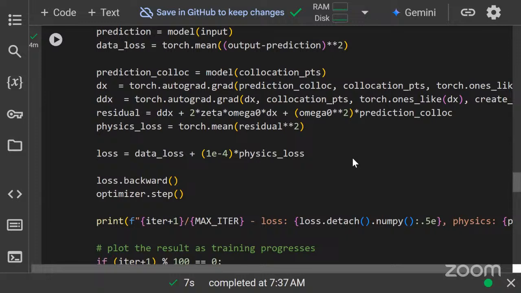And therefore, when we define the physics loss like this, which is the mean of the squared residual, you will have some positive value over there. And then we're basically minimizing that during the training process: the difference between the actual function versus the approximated function by the neural network. All right.